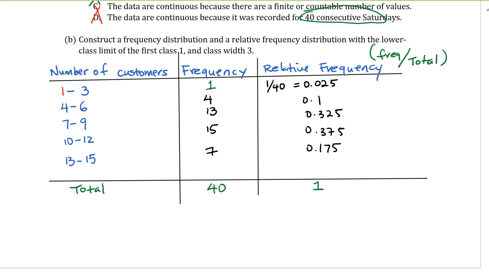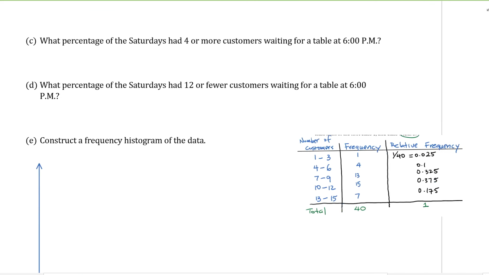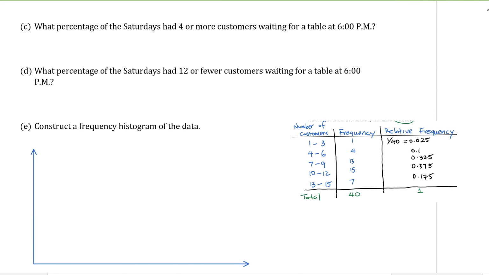Now let's use this table to answer the following questions, part C and D. Part C says, what percentage of Saturdays have 4 or more customers waiting for a table at 6 p.m.? Okay, percentage of Saturdays. Again, notice I'm looking for percentage, not frequency here. So percentage, on a Saturday, and 4 or more.